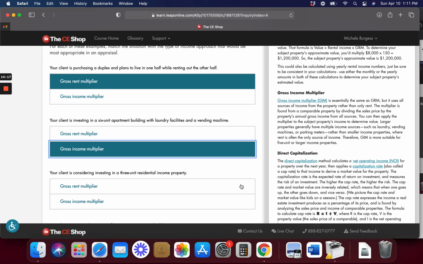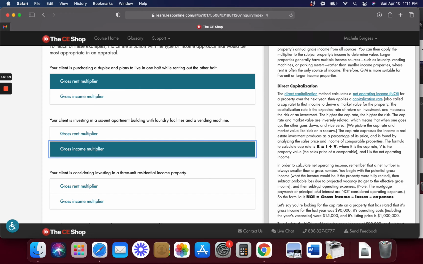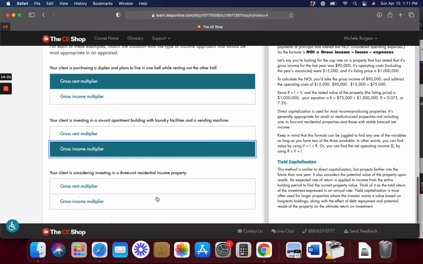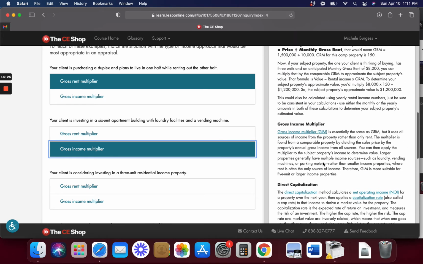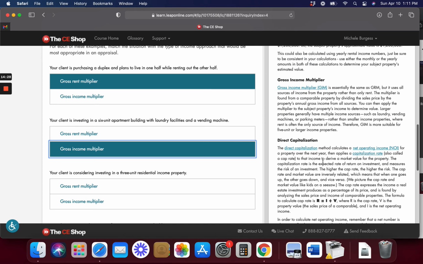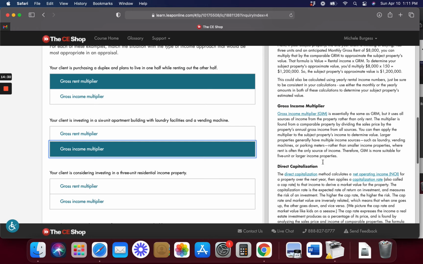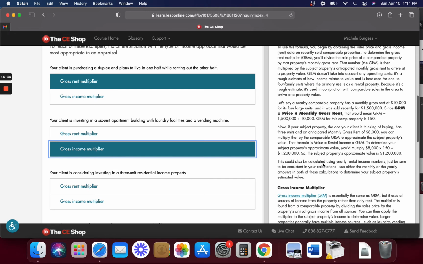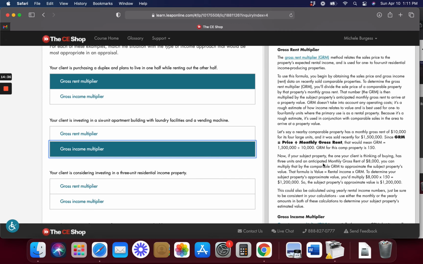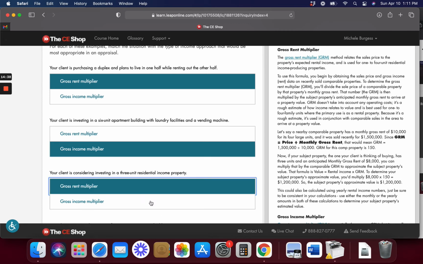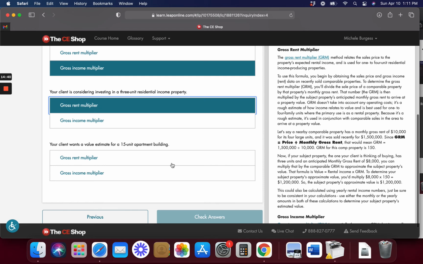Your client is considering a 3-unit residential income. That might be the multiplier. Gross rent multiplier. 3 incomes. Maybe, maybe not. Maybe they're just the gross rent multiplier. That one I'm not sure.